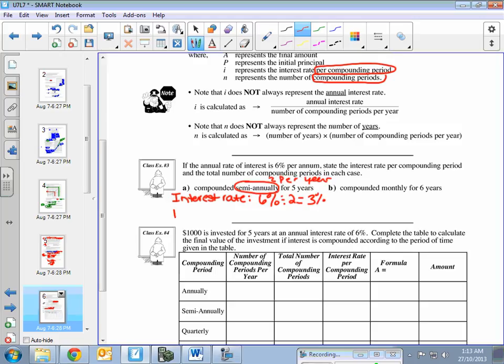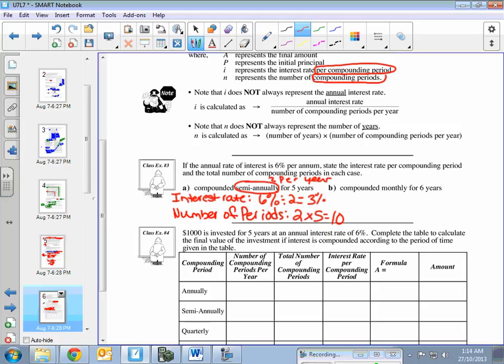Number of periods. So now I have 2 periods per year. I have 5 years. 5 years is given right in part A, so this will be 10. So my n will be 10, my i will be 3%.